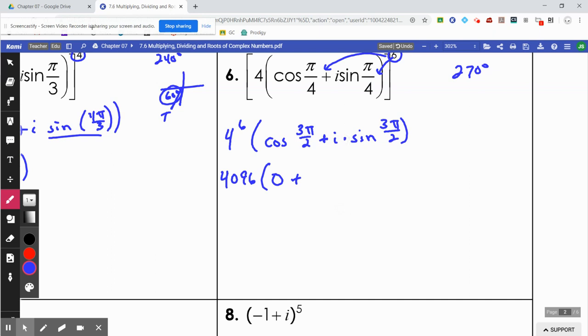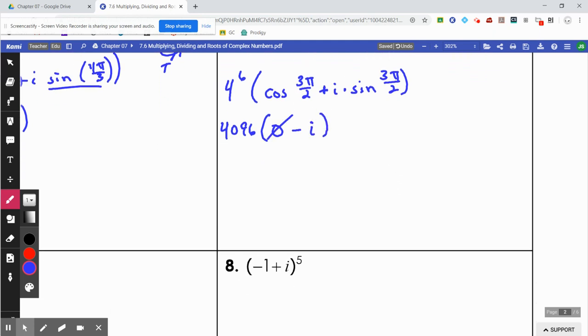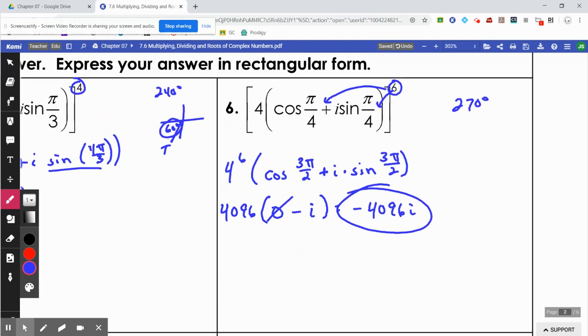The cosine of 270 is 0, plus the sine of 270 will be a negative, so you'll have a positive I times a negative, so let's go ahead and put a minus right here. The sine of 270 is negative 1, so that's going to be negative 1 times I. You don't have to put the 0 there, and when you multiply it out, you get negative 4,096 I, which again is much faster than raising this thing to the 6th power.